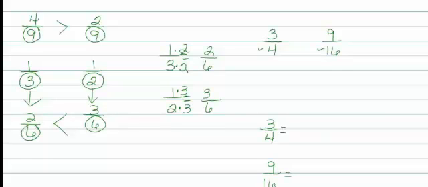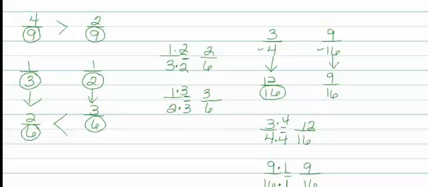Now, when I look at this, I'm going to use a common denominator of 16. And so 4 times 4 is 16. 3 times 4 is 12. So we've changed 3/4 to 12/16. We look at 9/16, and 16 times 1 is 16, and so 9 times 1 is 9. And so this particular fraction is going to stay the same, 9/16. So now we're comparing the same thing. We see that both of our denominators are 16, and 12/16 is greater than 9/16.